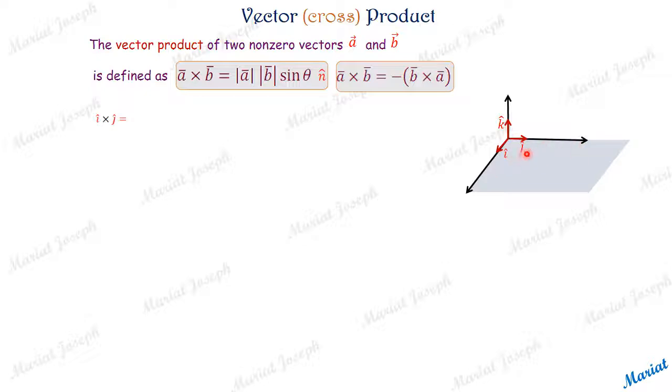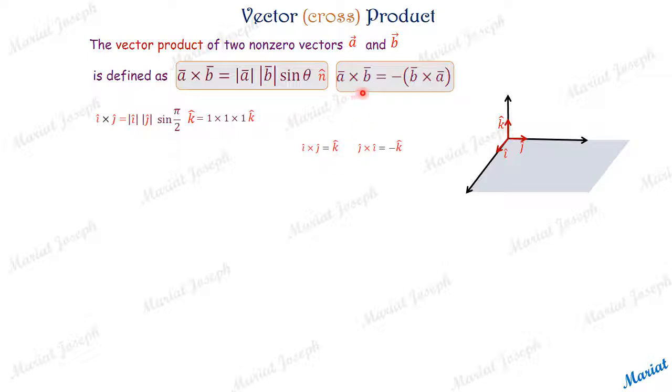So i cross j will be the magnitude of i into the magnitude of j into sine of the angle between i and j, that is 90 degrees, that is pi by 2, into the unit vector perpendicular to i and j, which will be the k vector. So i cross j is the magnitude of i into the magnitude of j into sine pi by 2 into k vector. That is equal to 1 into 1 into 1 into k cap, that is k cap. So we got a new result: i cross j is k cap.